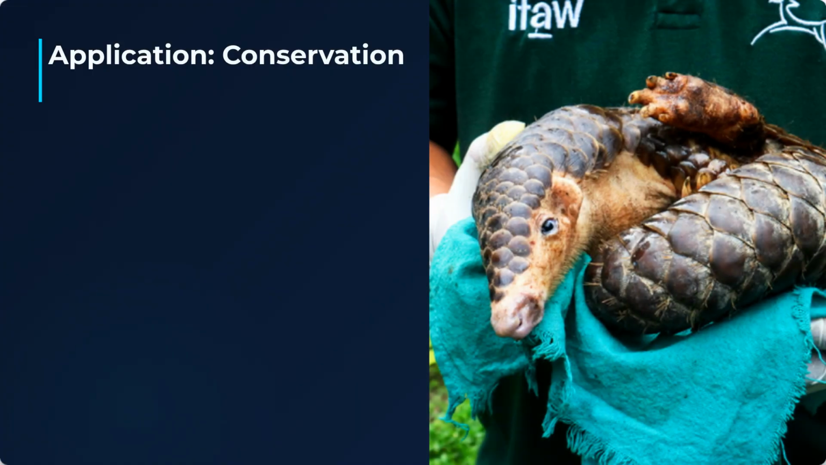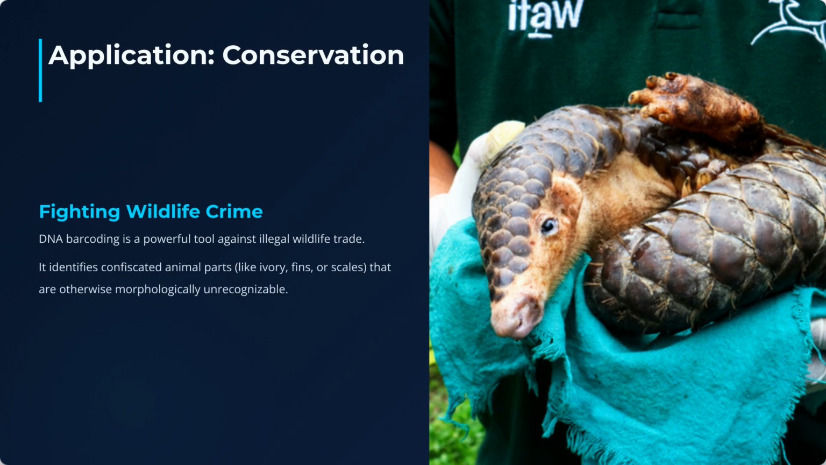A key application is in conservation. DNA barcoding is vital in fighting illegal wildlife trade by identifying confiscated animal parts, which provides crucial evidence for prosecuting poachers and monitoring endangered populations globally.